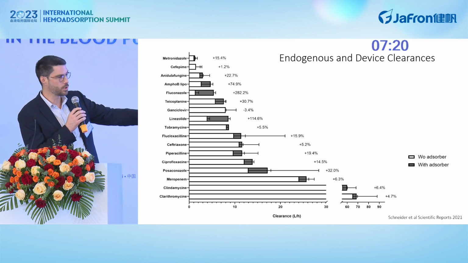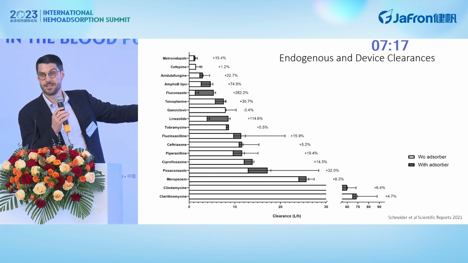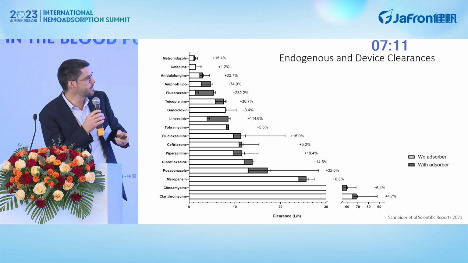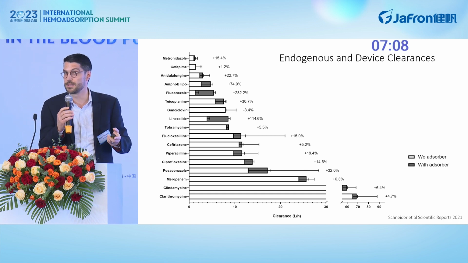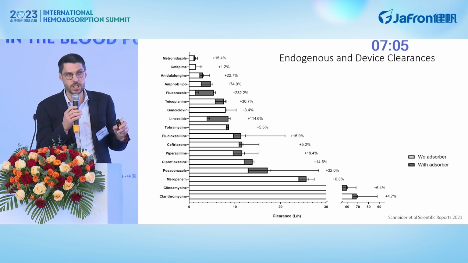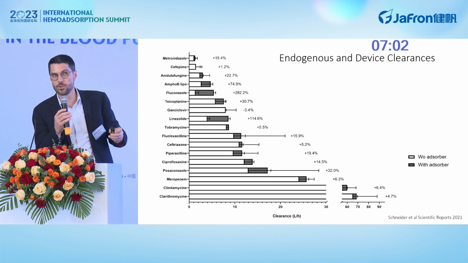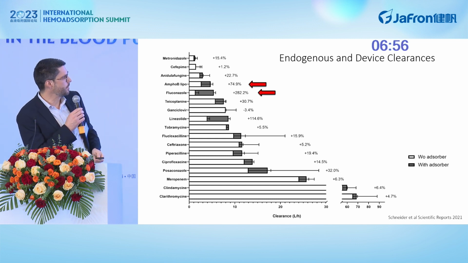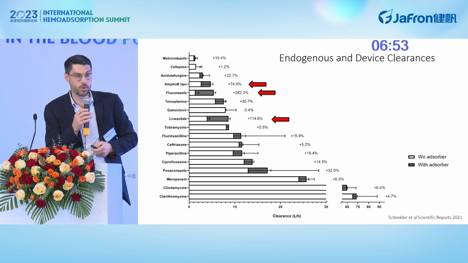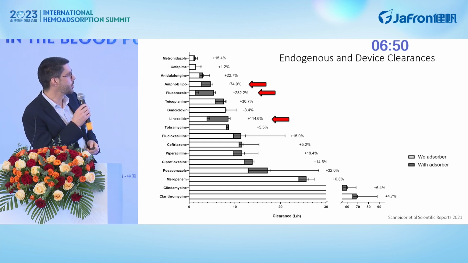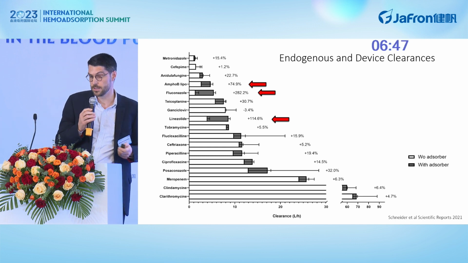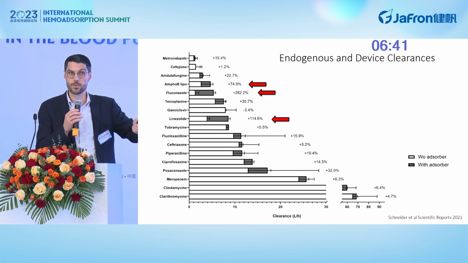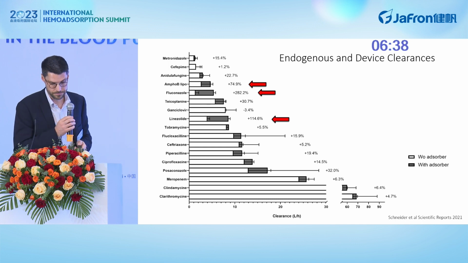You see that for the vast majority of these drugs, the clearance by the adsorption device was relatively low. It only increased the total clearance by a few percent, or less than 25% or 30%. That doesn't mean it's completely negligible, but it's not as massive as you would expect. Of course, for some of them it was significant, and this is particularly the antifungal drugs, amphotericin B, fluconazole, and linezolid as well. So I think we need to know what we're doing, and we need to know that not all drugs are influenced in the same way by the adsorber.